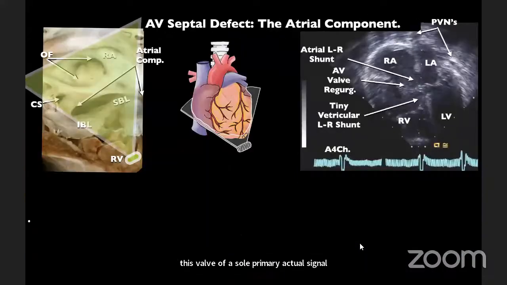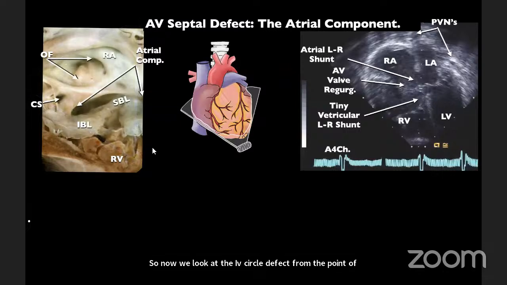So now we look at the AV septal defect from the point of view of the atrial component. And here is the oval fossa. This is the right atrial view. Here's the right ventricular view. This is a so-called Rastelli view. And here is the lower rim of this primary septum. And here is the inferior bridging leaflet, which is extended forward and is attached to the superior bridging leaflet, dividing the orifice into a right and a left component.